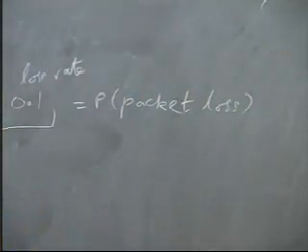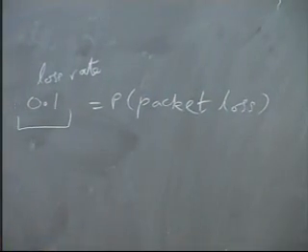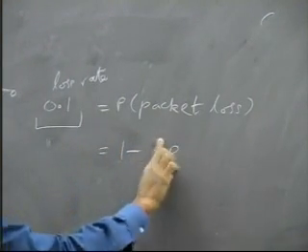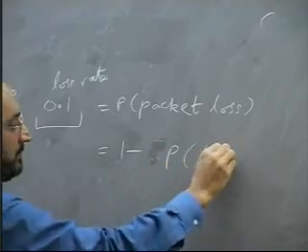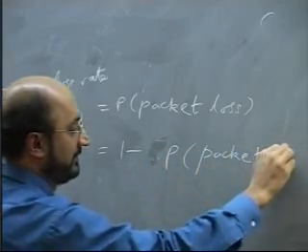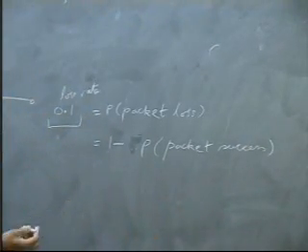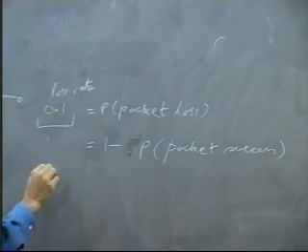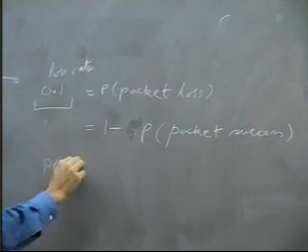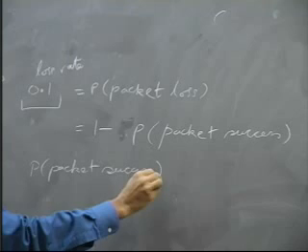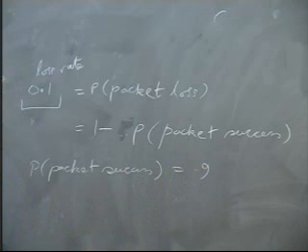Okay, so we can represent it as either P or 1 minus P as you wish. But let's just say that this is nothing more than 1 minus the probability of packet success. And so it's easier for us to deal in terms of packet successes. So the probability of packet success obviously is equal to 0.9. So it's just 1 minus the loss rate.